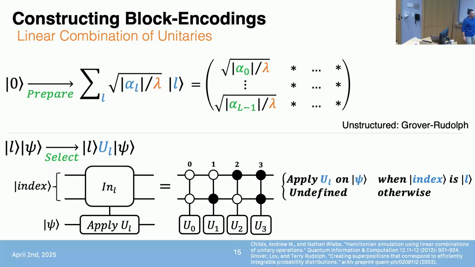Right. So to formally say this, the role of select is to apply the Lth unitary onto my system when the index is in the computational basis state L, and otherwise it can do whatever it wants. So it doesn't have to just be identity. It can be some complicated function, but the idea is I'm never going to access a basis state that is outside of my range. So I never reach superpositions.